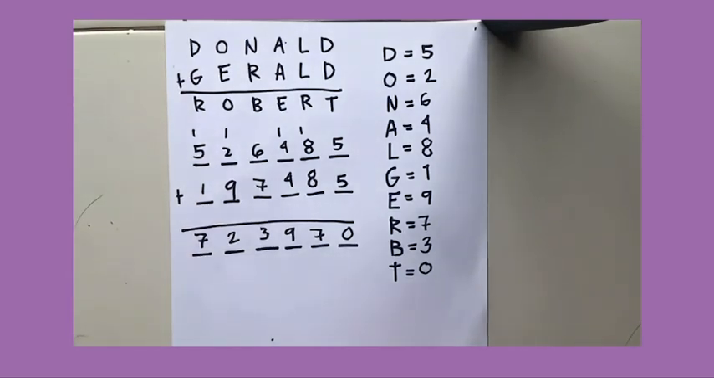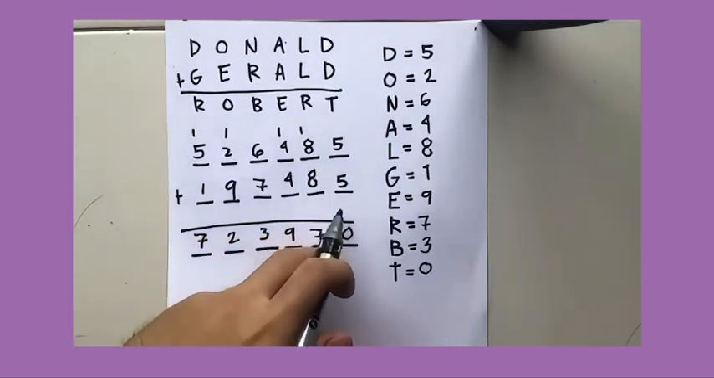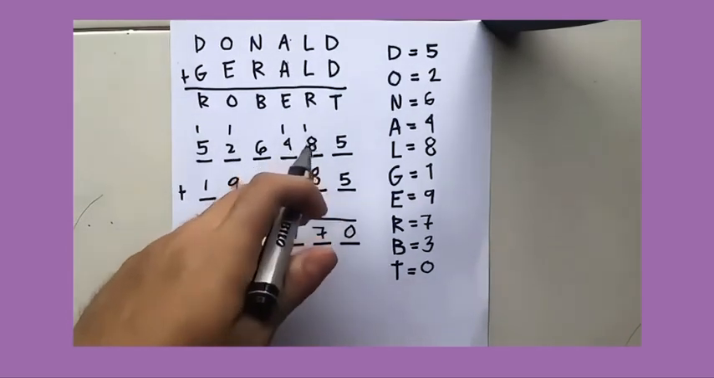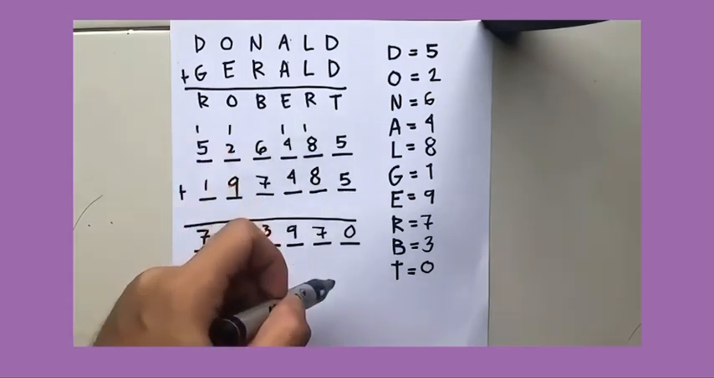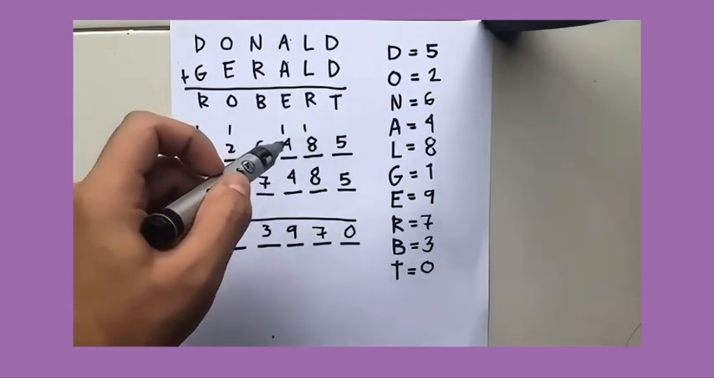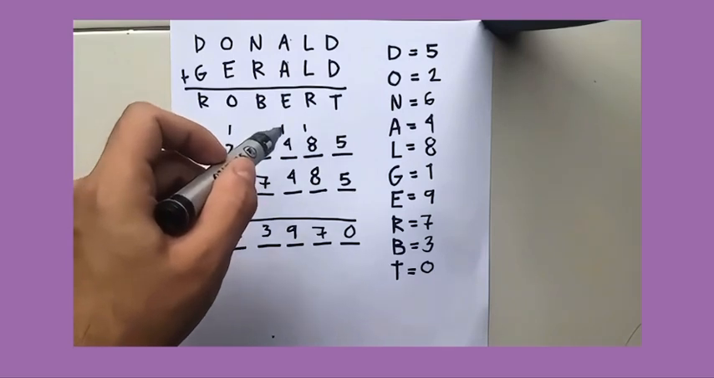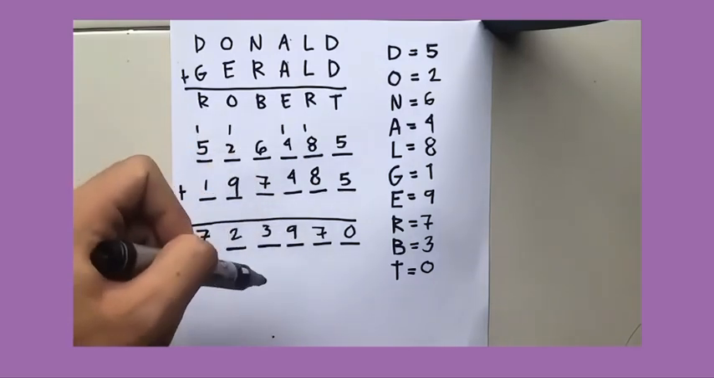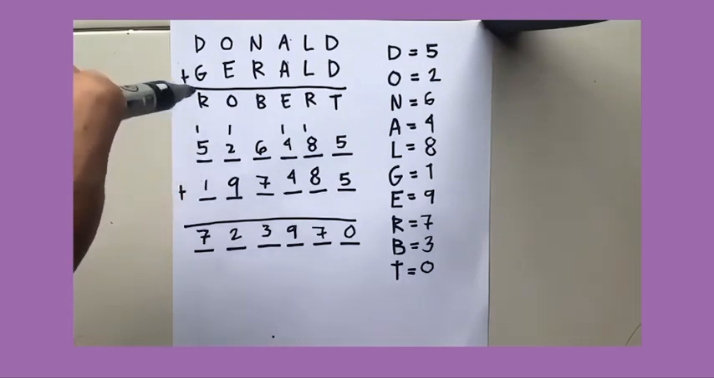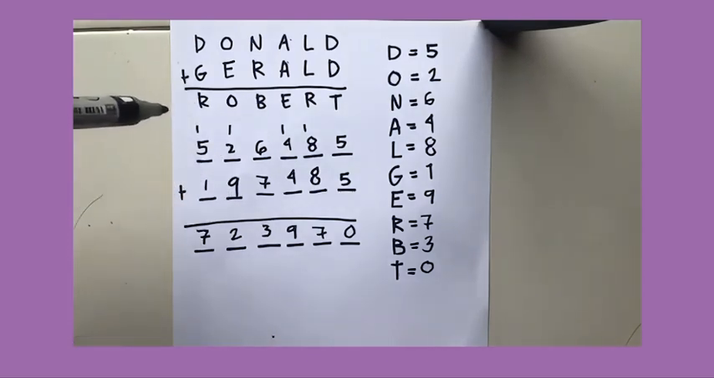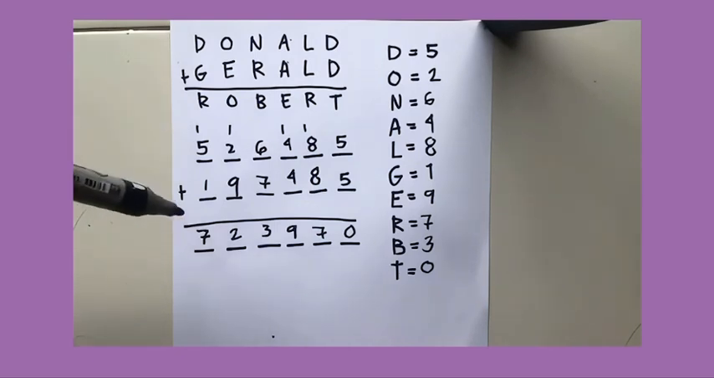And we can check our answers. So 5 plus 5, that is 10. So 0, carry 1. And 8 plus 8, that is 16, plus 1, that is 17. That's correct. And 4 plus 4, plus the carry 1, that is 9. And 6 plus 7 is 13, carry 1. 9 plus 2, that is 11, plus 1, that is 12, so 2, carry 1. And 5 plus 1 plus 1, that is 7.